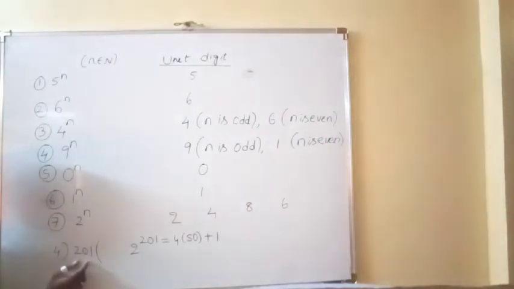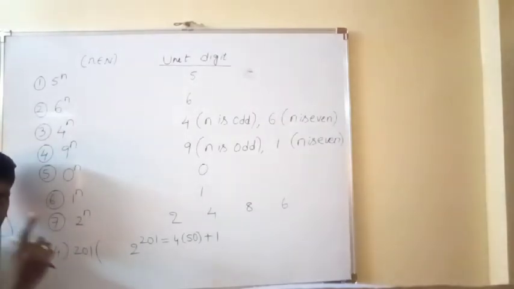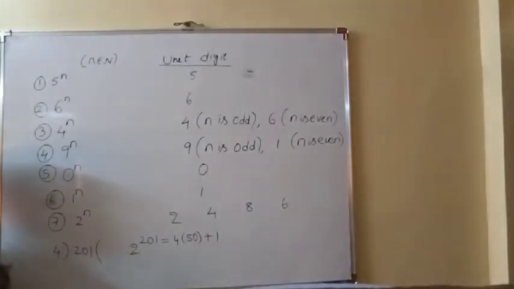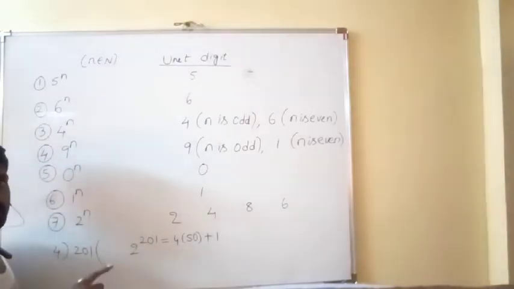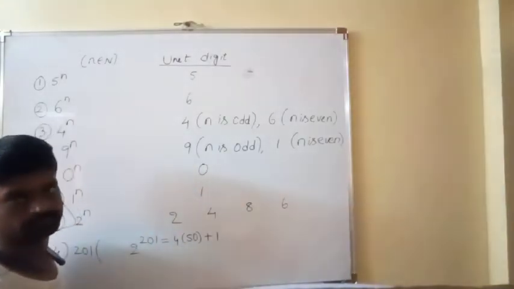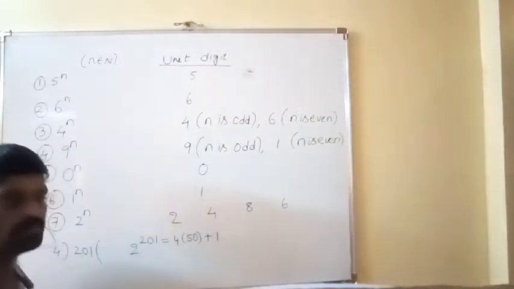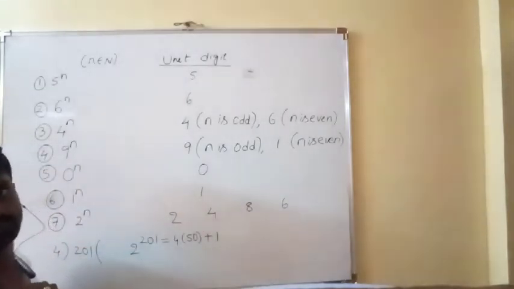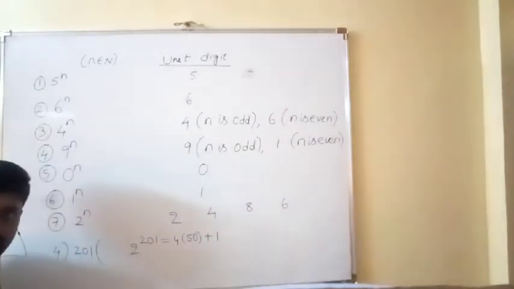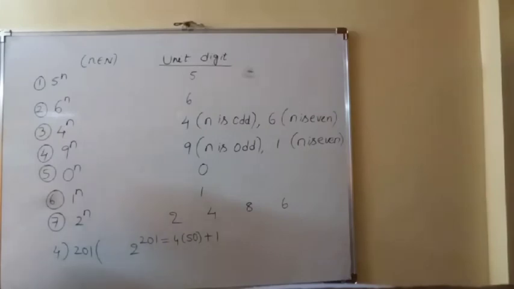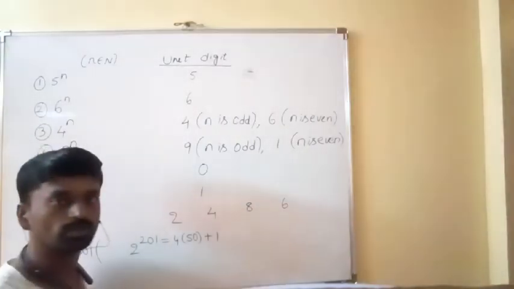Divide that number by 4 only. Suppose you got remainder 1, then whatever the unit digit in 2 power n, it is the same as the unit digit in 2 power 1. If you got remainder 2, then the unit digit in 2 power n is the same as the unit digit in 2 square. If you got remainder 3, the unit digit in 2 power n is the same as the unit digit in 2 cube.